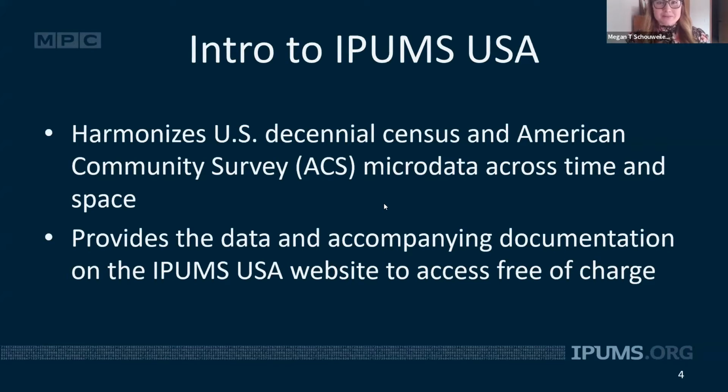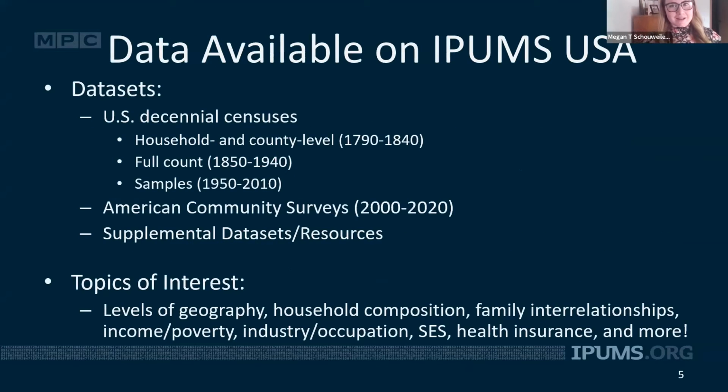So at a high level, IPUMS USA preserves and harmonizes US decennial census and American Community Survey microdata across both time and space, and provides easy access to this data with enhanced documentation through the IPUMS USA website. Our main goal at IPUMS is to do the work of applying consistent coding across sample years and different levels of geography so that our users do not have to individually do the work. So essentially, our goal is to save users time by doing this work once and providing it to everyone to access free of charge. So that's a brief overview of the explanation for what we do at IPUMS.